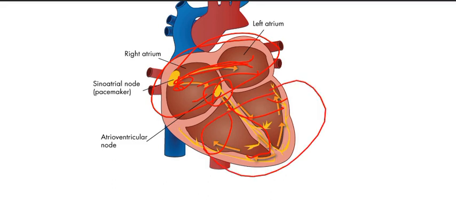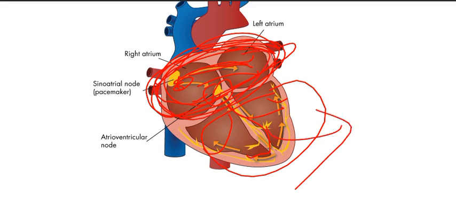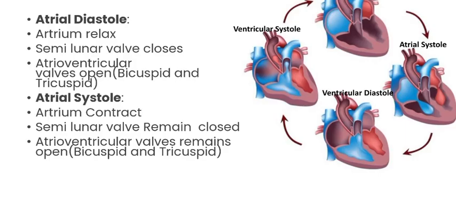So you see that when the atria are contracting, that's atrial systole. When the atria are under systole, the ventricles are instead under diastole. Now, when the atria finish contracting and are relaxing, entering diastole, that is when the ventricles will start entering systole. So let's look at the different activities that happen in the heart during atrial diastole.